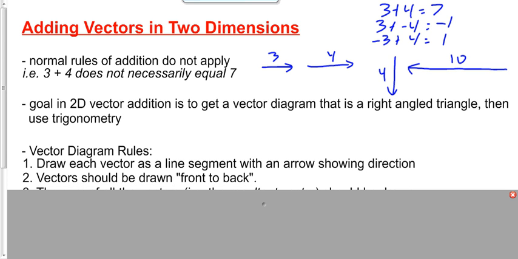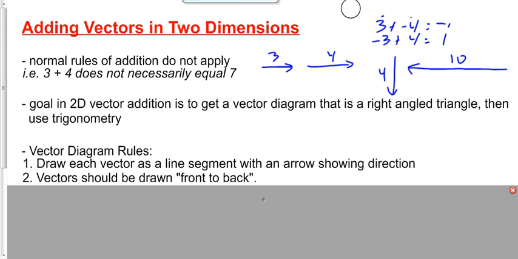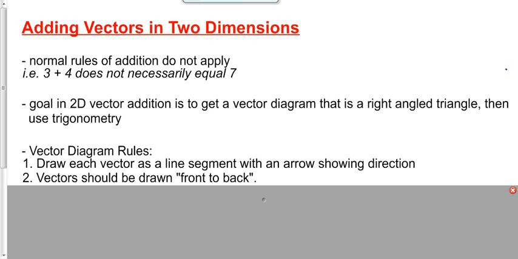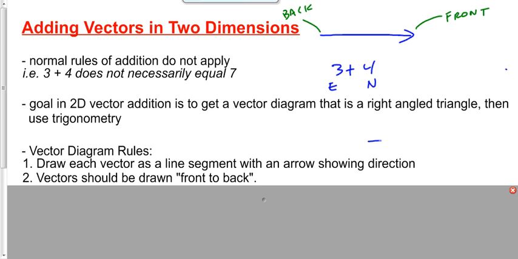But now, how do we connect them together? These vectors, if we're adding them together, should be drawn front to back. What do I mean by that? Well, if this is a vector, then this would be the front of a vector, and this would be the back of a vector. So when I'm drawing 2 vectors to add them together, I need to draw them such that the front of one vector connects with the back of another vector. If I'm adding 3 plus 4, but the 3 is to the east and the 4 is to the north, then it might look like this. 3 to the east, and 4 to the north. Notice it's drawn front to back.